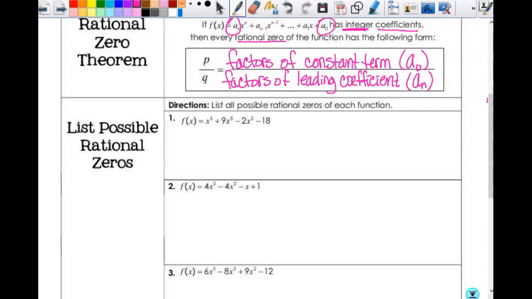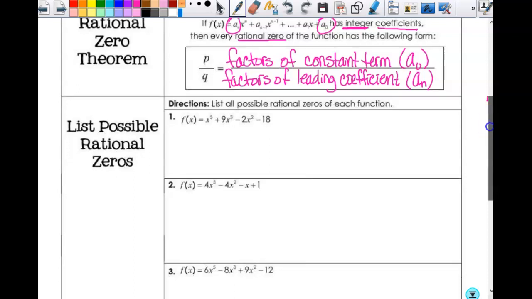So at the beginning now, we're just going to list all the possible rational zeros. Like if you give me this, number one, if I say find all the zeros and you try and tell me that, oh, I got x equals 5 and I got x equals 7, I'm going to know right away without even looking at my answer key that you're wrong. That's not even a possibility. So here's how we use this.